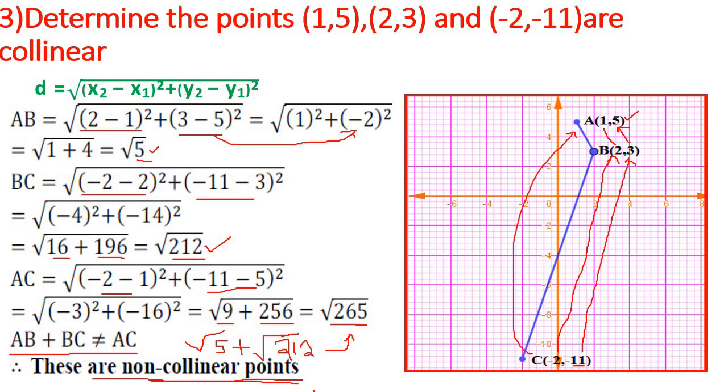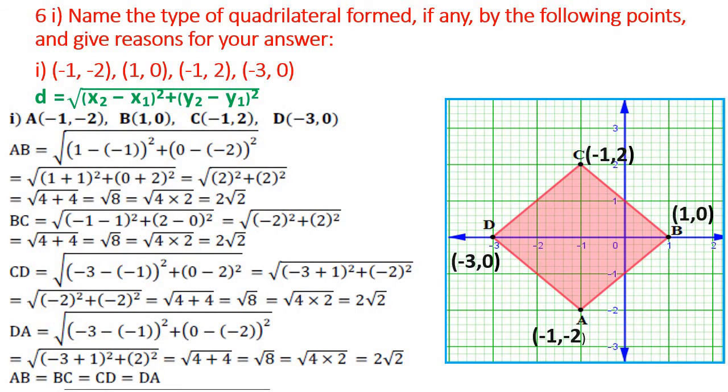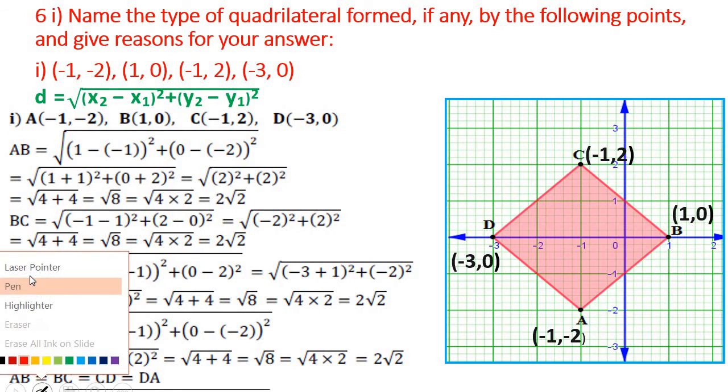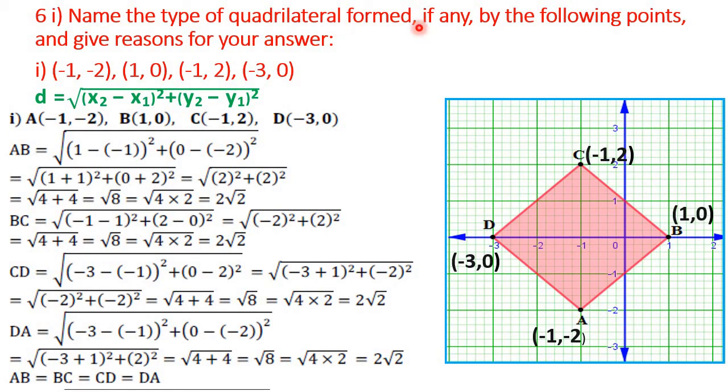Let us move to the next problem. Name the type of quadrilateral formed, if any, by the following points and give reason for your answer. Students, here 4 points are given. So we have to check whether the given points form a quadrilateral or not, and we have to predict what type of quadrilateral is formed.